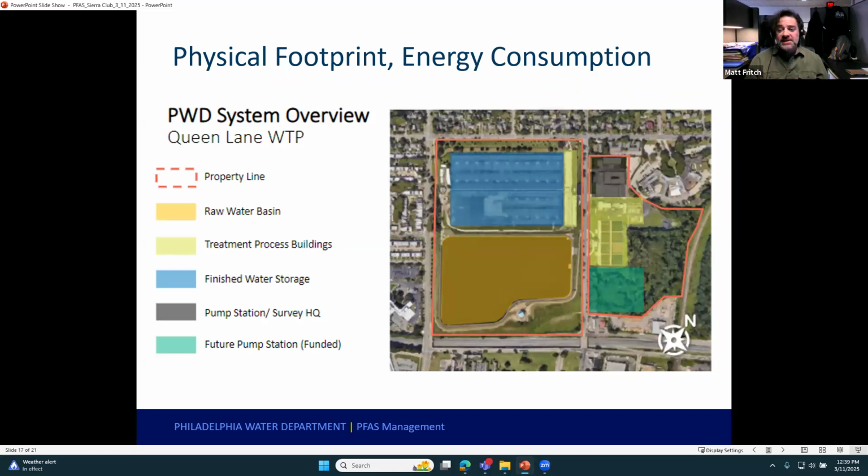Along with just the cost of the thing, this is an aerial view of one of our treatment plants, and sometimes we just don't have a place to physically put the treatment system. So we're space limited. We have a lot of different challenges in trying to meet this compliance deadline.